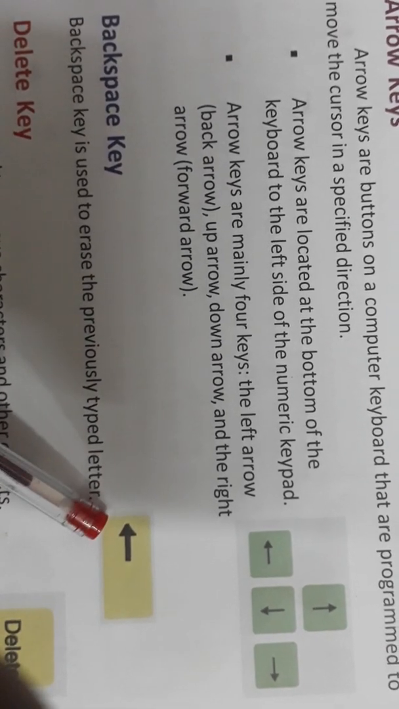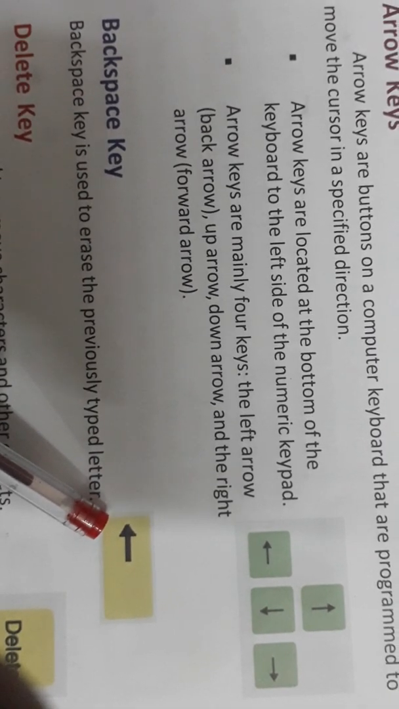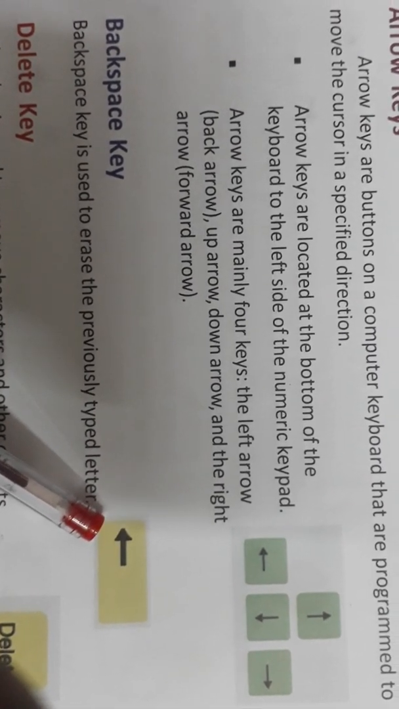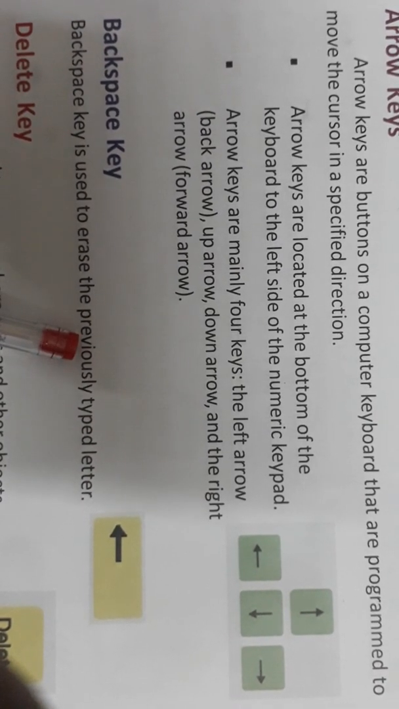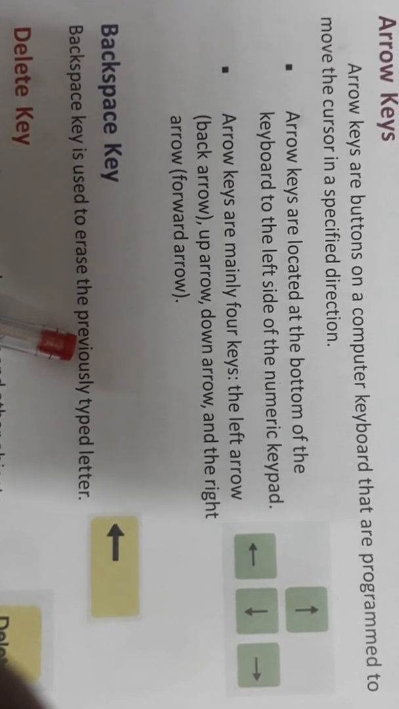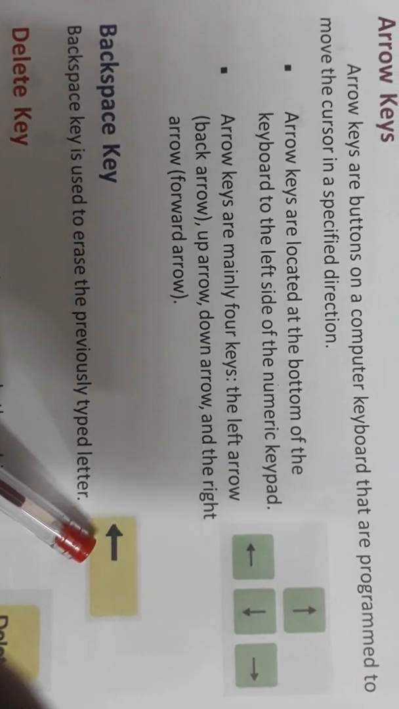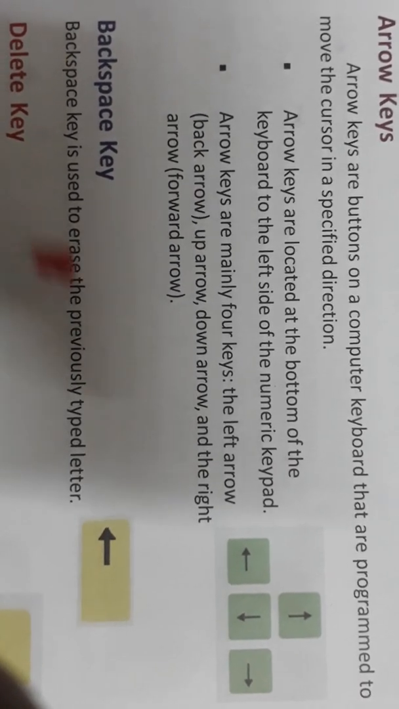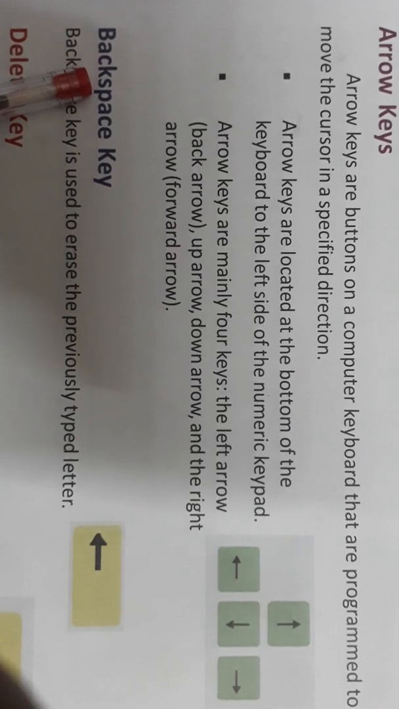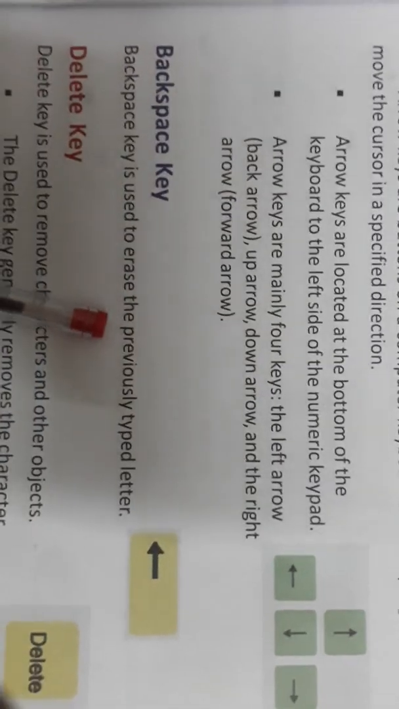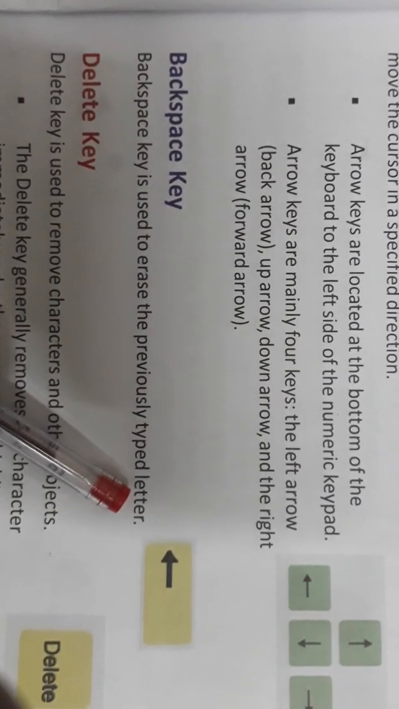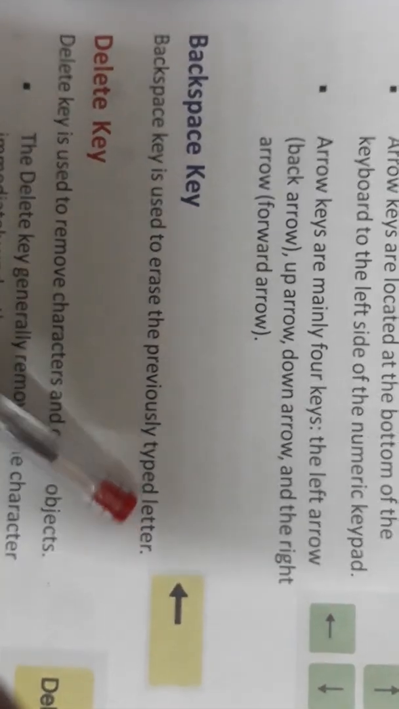So we can say the backspace key is like an eraser on the computer keyboard. When you type letters and you have mistakes, you can use this backspace key. Is it clear? So read it. Backspace key. The backspace key is used to erase the previously typed letters, numbers, symbols, anything you can erase by using the backspace key.